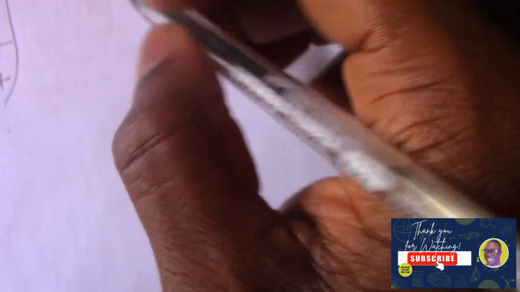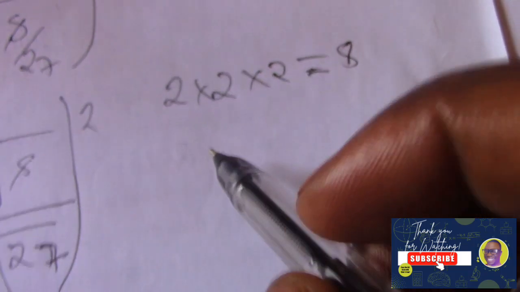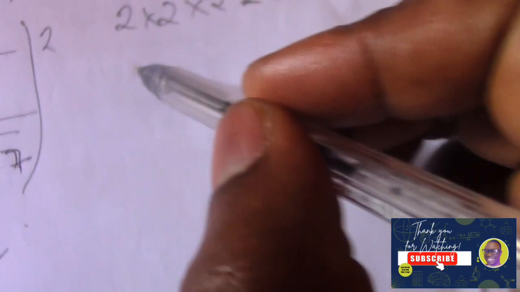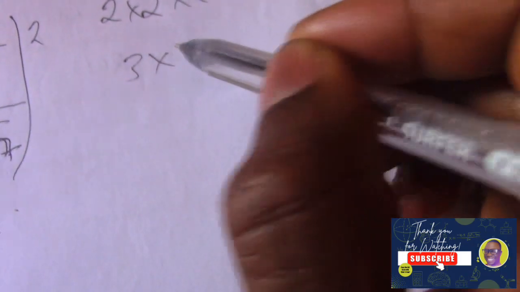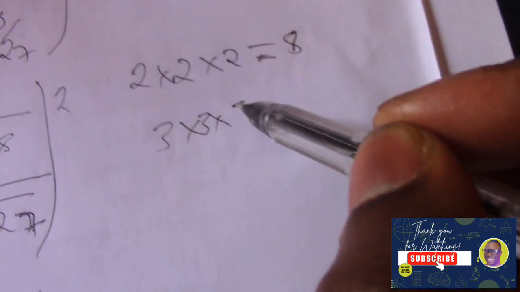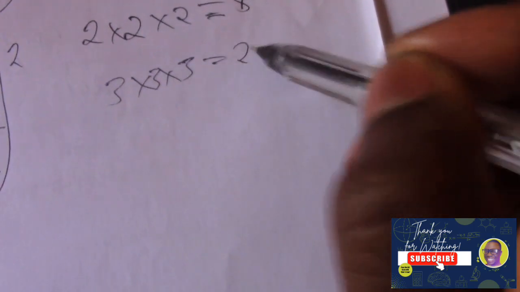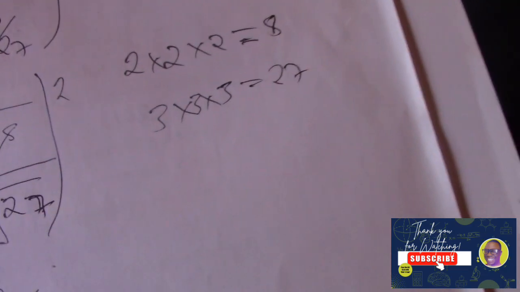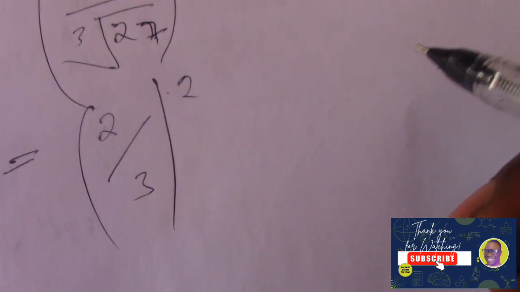And then we write 2 over, what is the cube root of 27? The number that we can multiply 3 times to give us the value of 27. What number is that? 3 by 3 by 3 is 27. So the number is actually 3. So it's 2 over 3, close brackets, to the power 2.